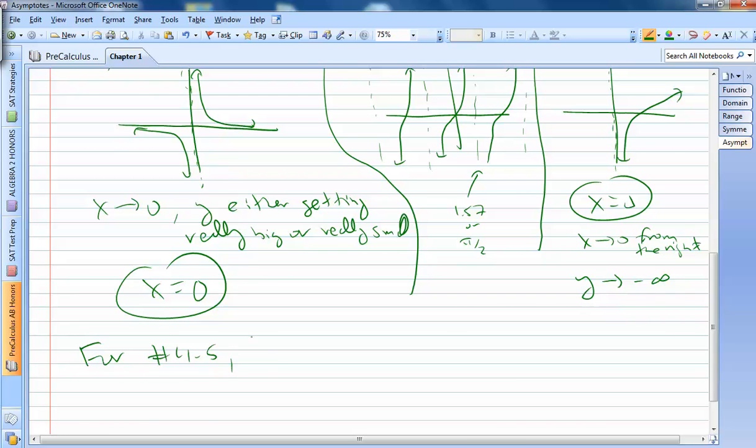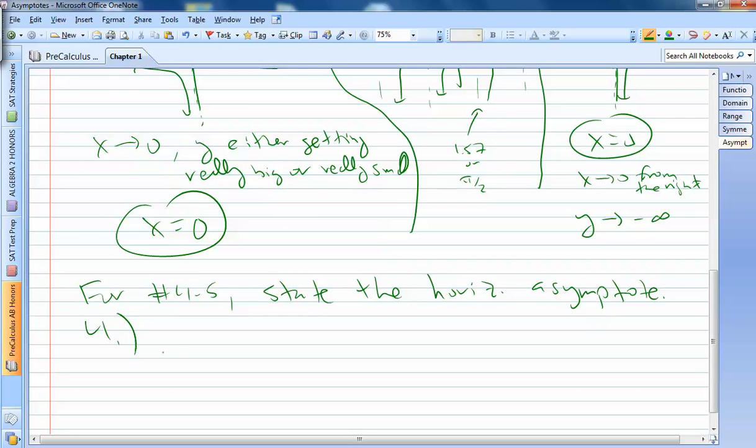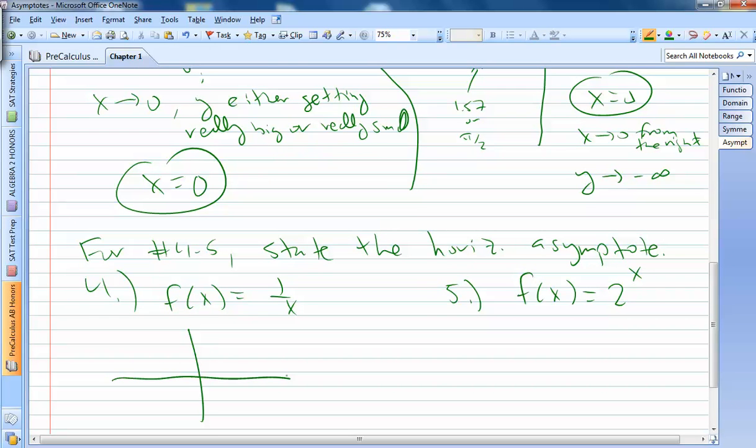For number 4 through 5, state the horizontal asymptotes. So number 4, let's look at 1 over x again. And for number 5, let's take a look at f of x equals 2 to the x power. Again, 1 over x we know looks like this if you graph in the calculator. 2 to the x looks like this.